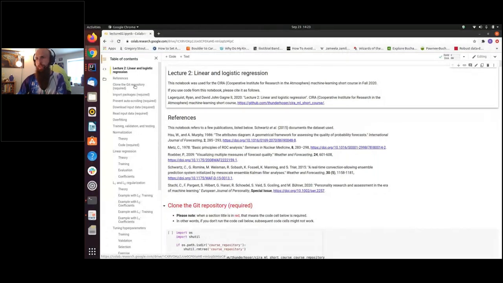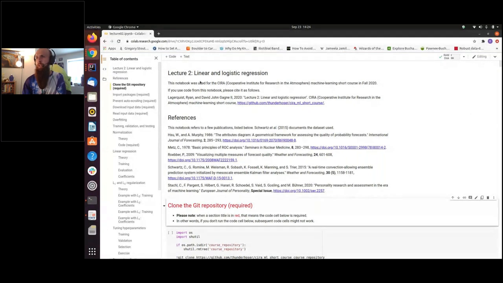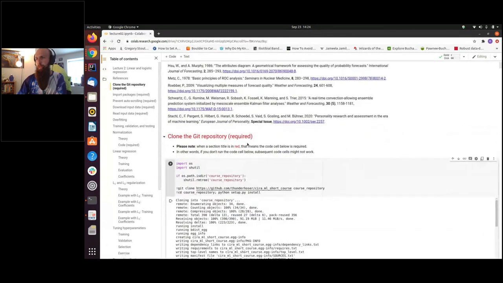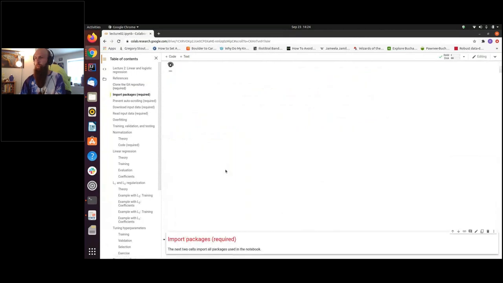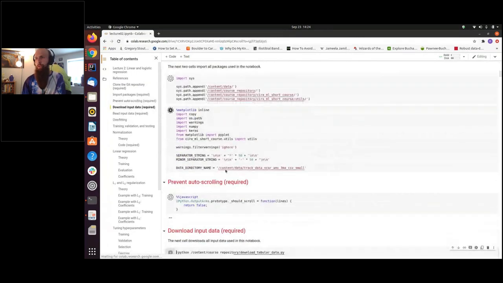And all the sections here that say required are code sections that you're going to have to run before you can do anything else. So I think in the interest of time we'll just motor through these first few code cells and run them. To run, you click the play button, or you can hit Control Enter or Shift Enter, whatever you prefer.